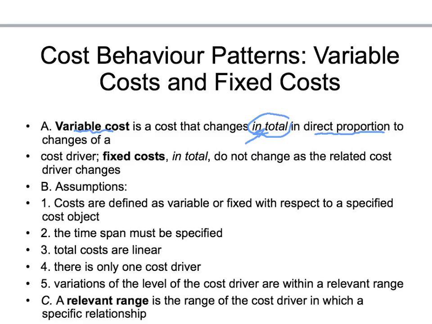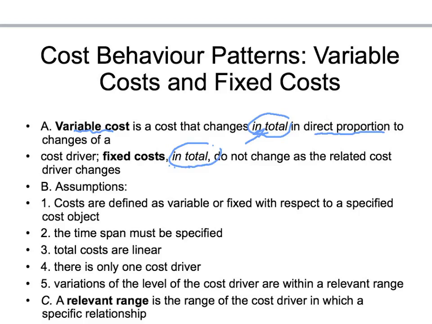Well, I pay rent if I do 1 desk, and I pay rent if I manufacture 10 desks. You see, rent will not change in total in direct proportion to the number of desks I produce. So I would say rent is a fixed cost. So we looked at a cost. Is this cost direct or indirect? Is it fixed or is it variable?